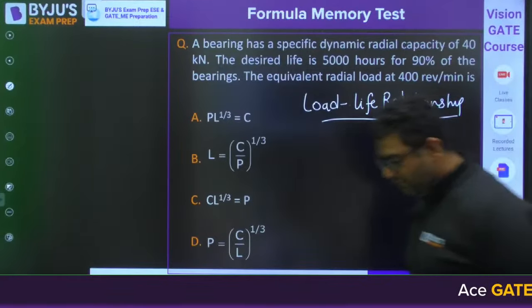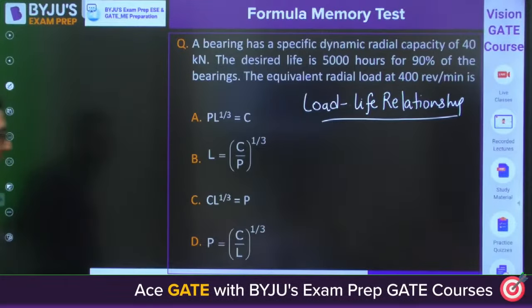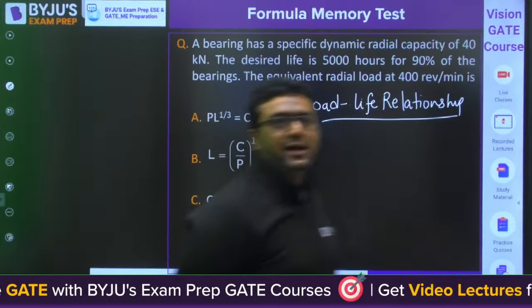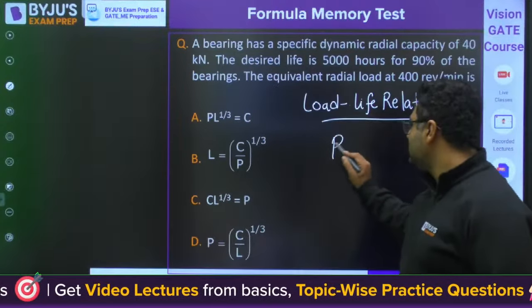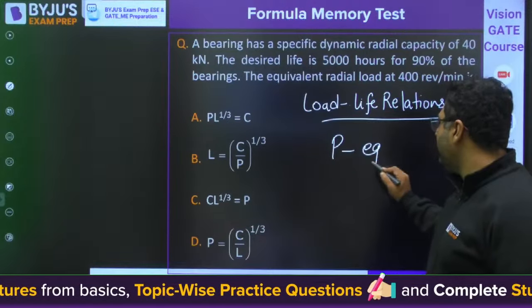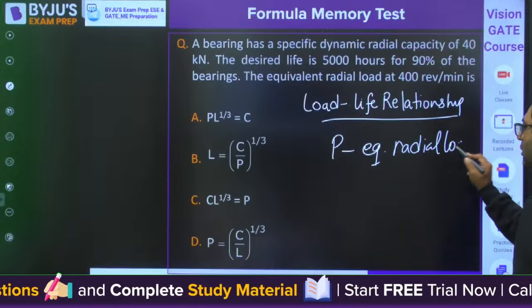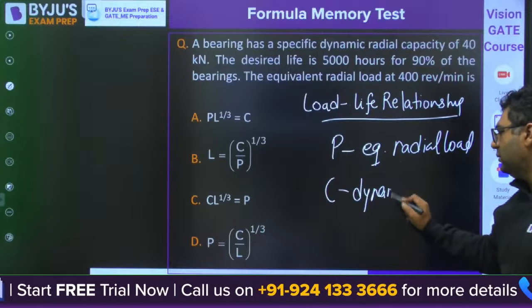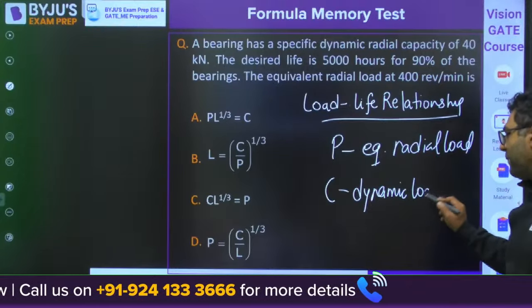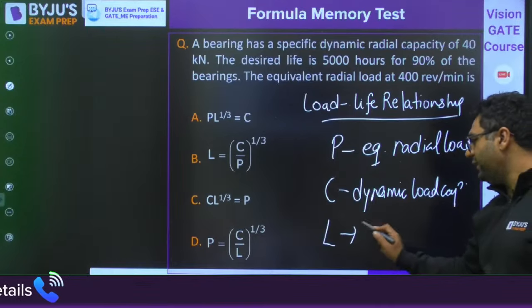Tell me. What is correct out of all the four? Here P is the equivalent radial load. C is dynamic load carrying capacity. L is rated life.